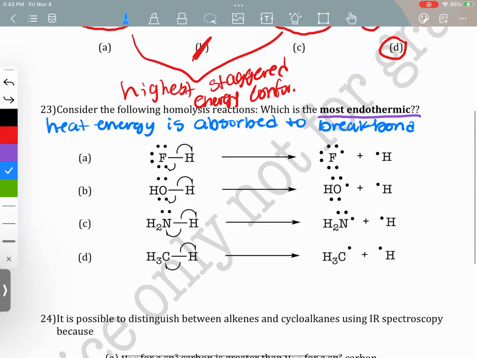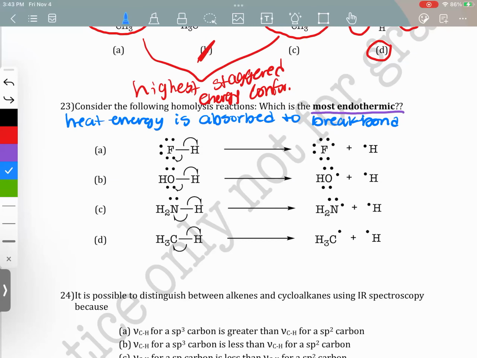Now, A, B, C, and D. See different atoms in play, right? You have carbon-hydrogen, break it; nitrogen-hydrogen, break it; oxygen-hydrogen, break it; and fluorine-hydrogen. So, remember the trend as you go across the periodic table, right? What happens to bond strength?